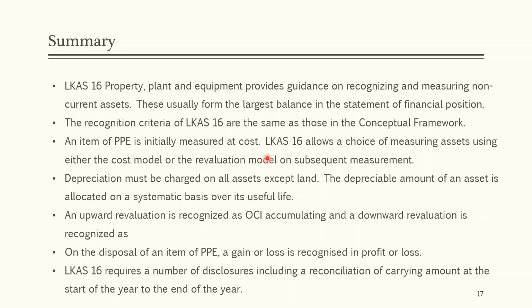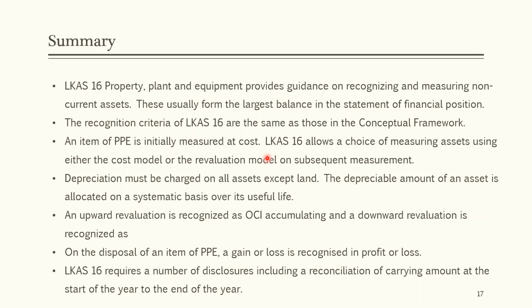So in a nutshell, LKAS 16 Property, Plant and Equipment provides the guidance on recognizing and measuring non-current assets. These usually form the largest balance in the statement of financial position, especially in the case of manufacturing companies. When determining whether a particular asset can be identified under property, plant and equipment, the definition plays an important role. Based on the definition only, we can decide whether this asset can be regarded as a PPE or not.